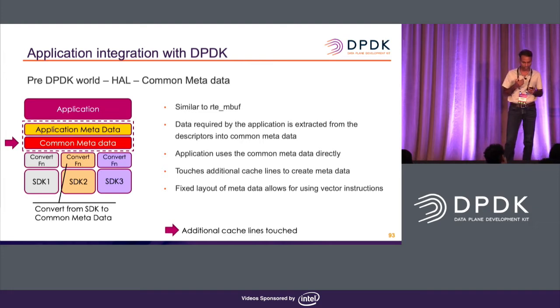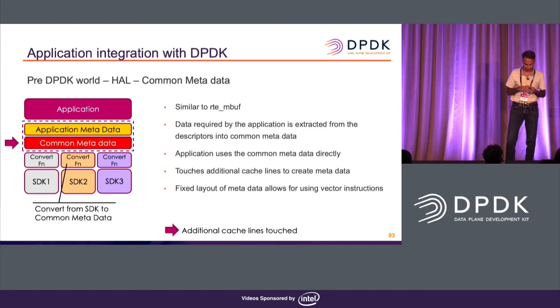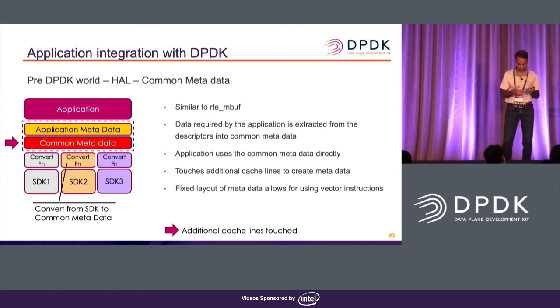Now, the application is written for that common metadata. So the application understands the layout of the metadata in memory, and it can use vector instructions efficiently. But some of the disadvantages here are, the moment you have this common metadata, you start to touch additional cache lines, which means you are going to hit performance issues. You are going to drop the performance. But yes, you could go ahead and use the vector instructions now because of the known format.